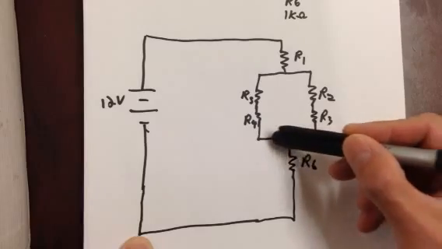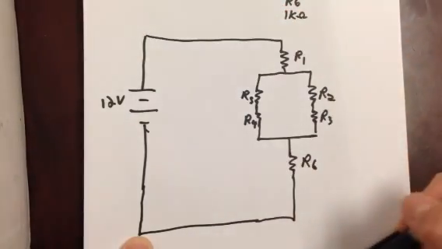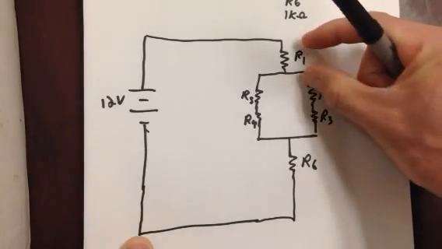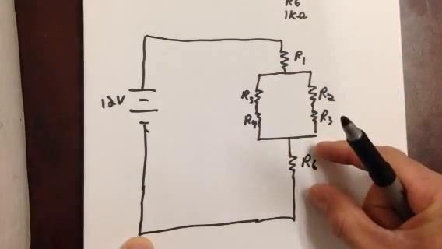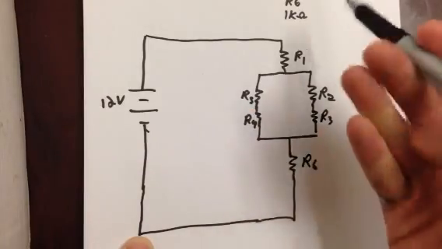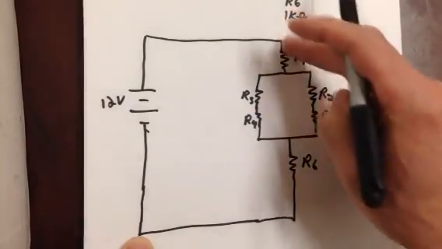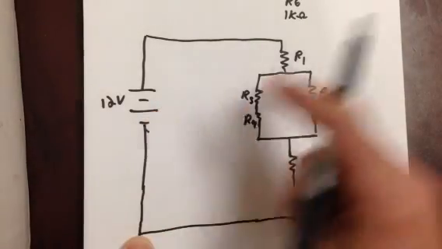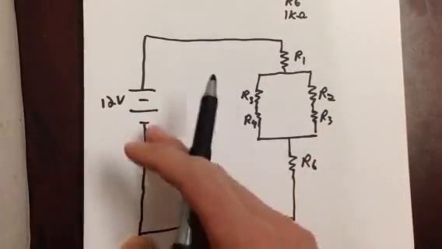Also from here to here, plus this, plus that will give us 12 volts. So the voltage across R1 plus R5 plus R4 plus R6 is equal to 12. Likewise, R1 plus R2 plus R3 plus R6 is also equal to 12.